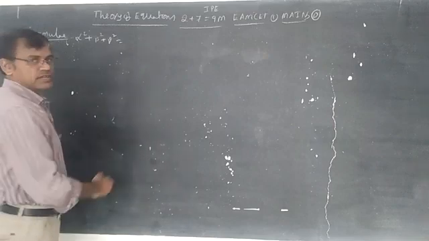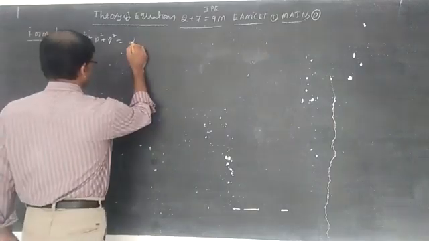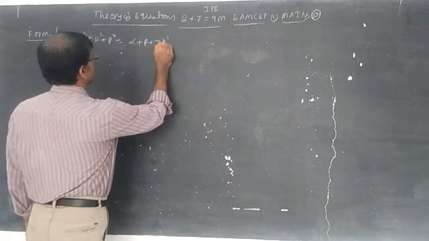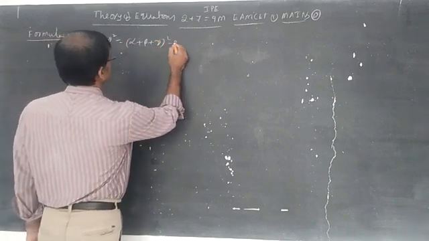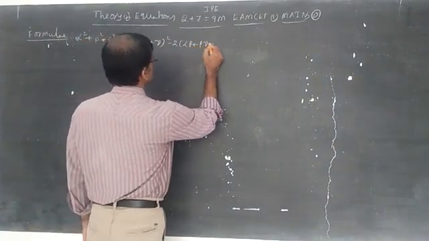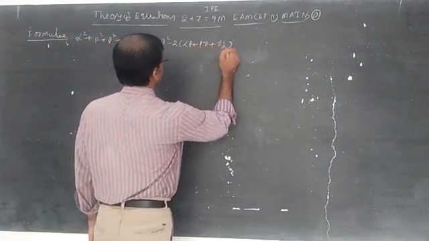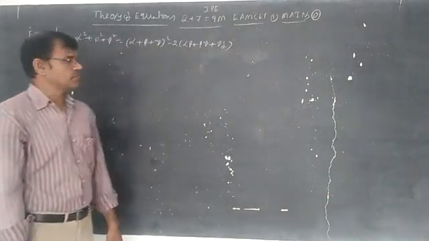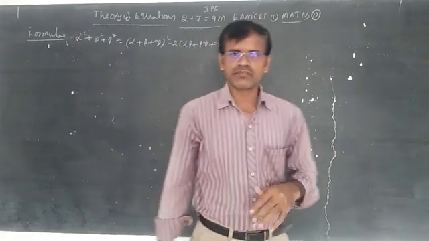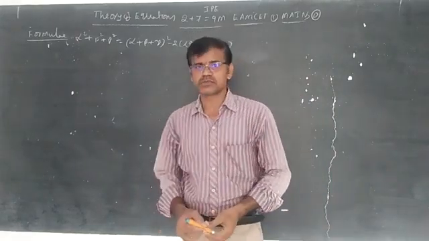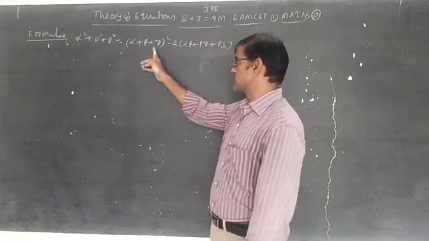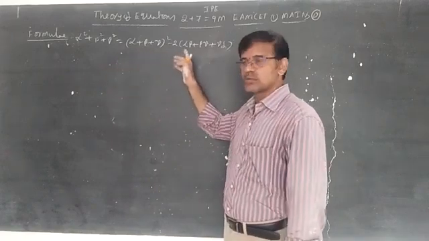Alpha square plus beta square plus gamma square, we are going to face such type of process. You can write alpha plus beta plus gamma whole square minus 2 into alpha beta plus beta gamma plus gamma alpha. For a cubic equation I am writing. For a cubic equation, if we do questions like this, find alpha square plus beta square plus gamma square. This is the formula: a square plus b square plus c square is a plus b plus c whole square minus 2 into ab plus bc plus ca.